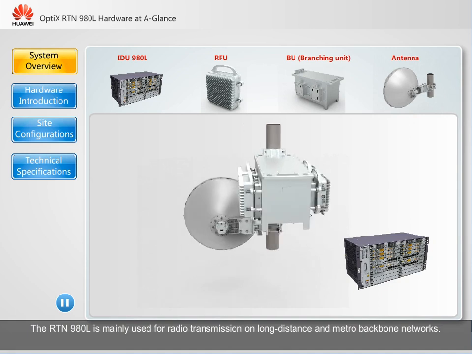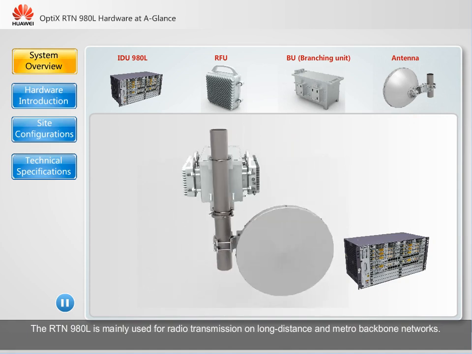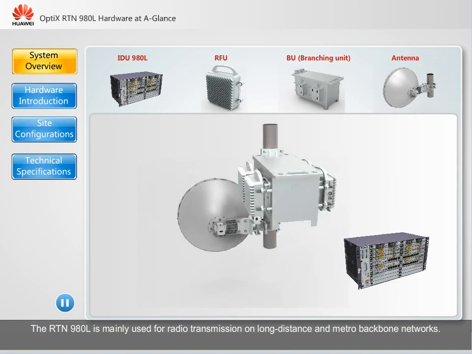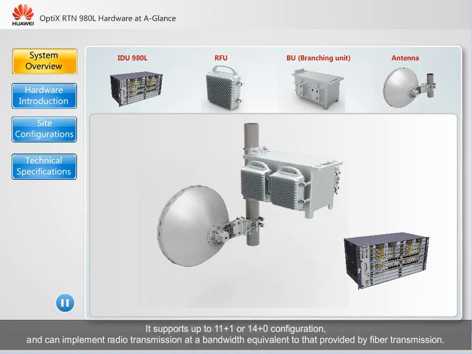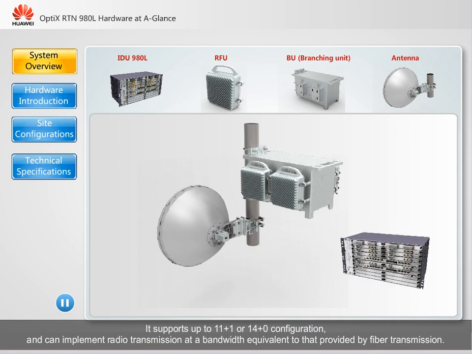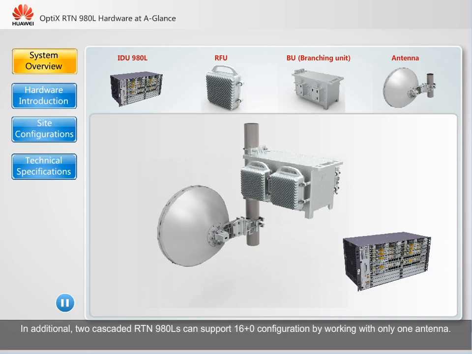The RTN 980L is mainly used for radio transmission on long-distance and metro backbone networks. It supports up to 11+1 or 14+0 configuration and can implement radio transmission at a bandwidth equivalent to that provided by fibre transmission. In addition, two cascaded RTN 980Ls can support 16+0 configuration by working with only one antenna.